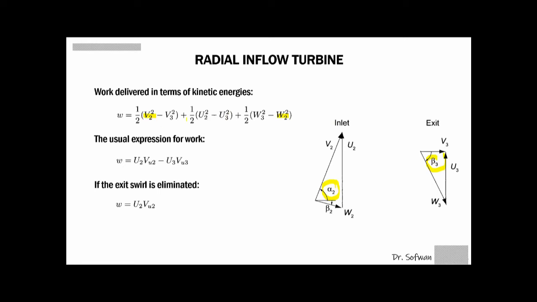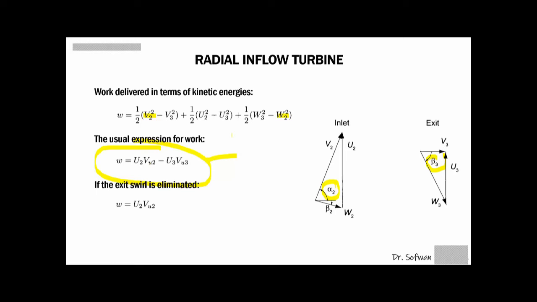Okay, so we can also write the work delivered by a radial inflow turbine in terms of VU2 and VU3 using this expression. The first expression here is work delivered in terms of kinetic energies, and usually we can write the work delivered by the turbine using this expression, using just velocity.